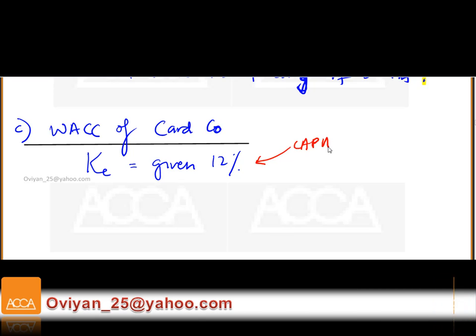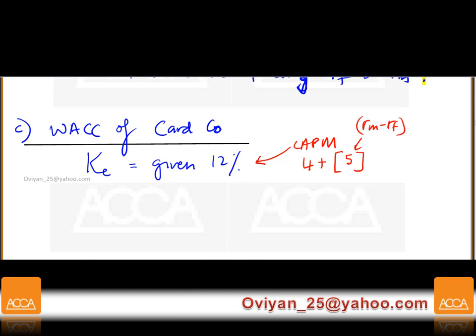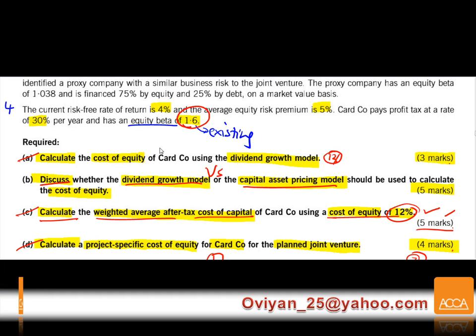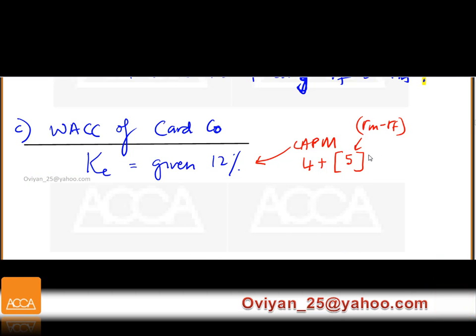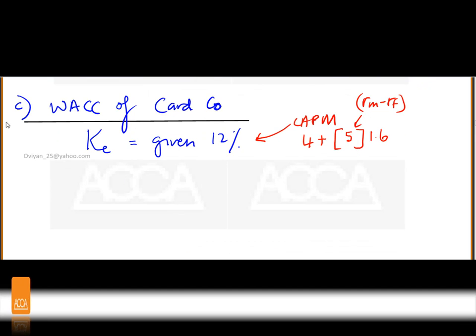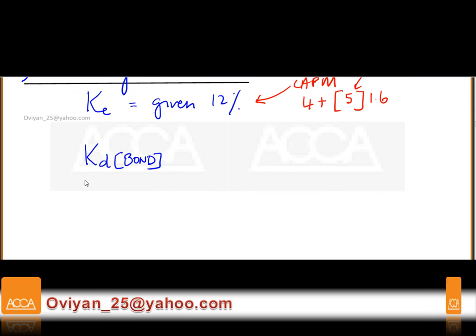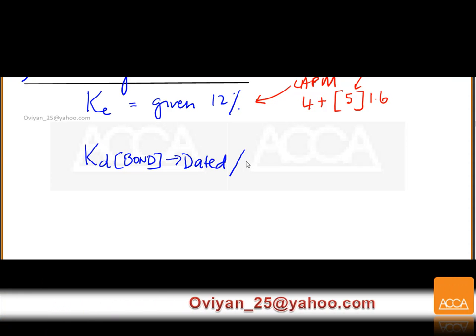Here I've used CAPM, which is 4 plus market risk premium, which is RM take away RF, multiplied by the beta equity, which is given in paragraph number 4, which is 1.6. Put the figures in your calculator and you should get 12%. Anyway, it's given, you don't have to waste time doing that in exam. Now, cost of debt is for the bond. I'm going to take a different approach here. It is a dated bond, which is redeemable.